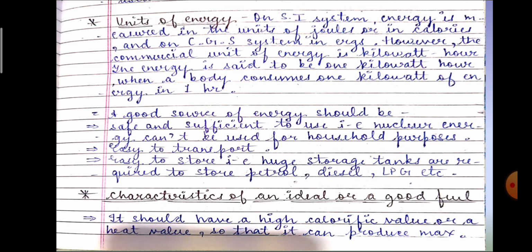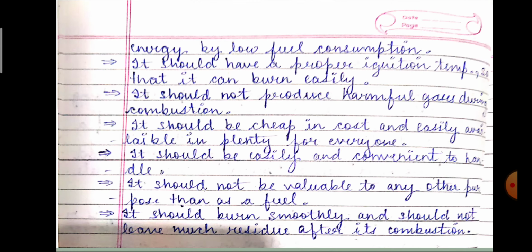Now, what are the characteristics of an ideal fuel, a good fuel? What is a good fuel and what are its characteristics? It should have a high calorific value and heat value so that it can produce maximum energy with low fuel consumption. It should have a proper ignition temperature so that it can burn easily. It should not produce harmful gases during combustion.